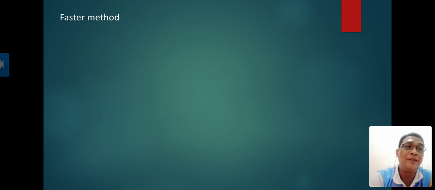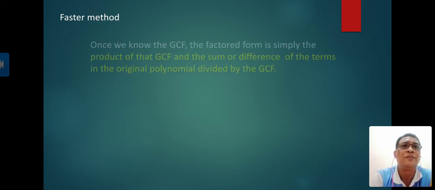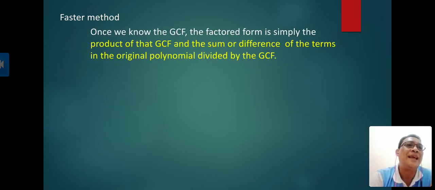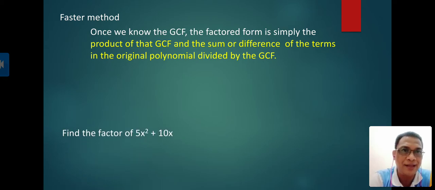Now we can have the fast method. Once we know the GCF, the factored form is simply the product of the GCF and the sum or difference of the terms in the original polynomial divided by the GCF.